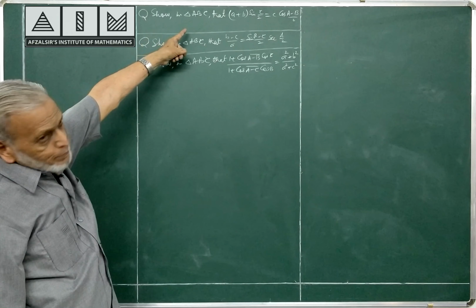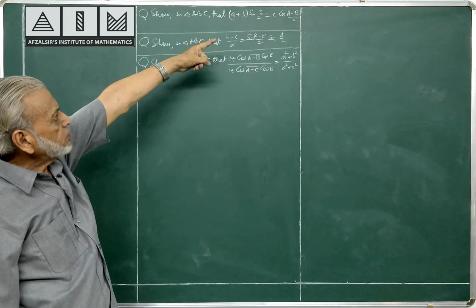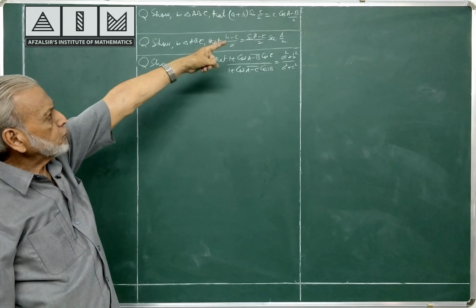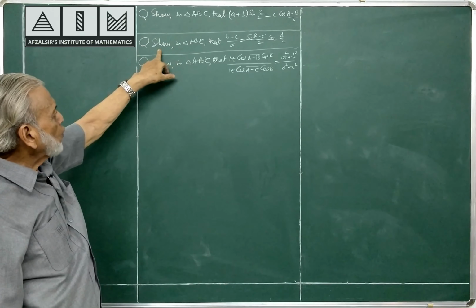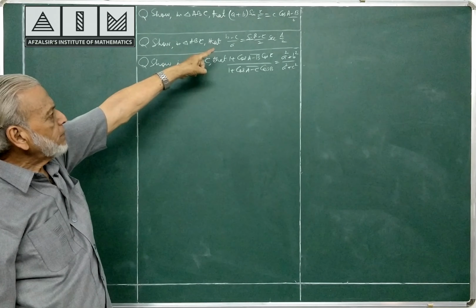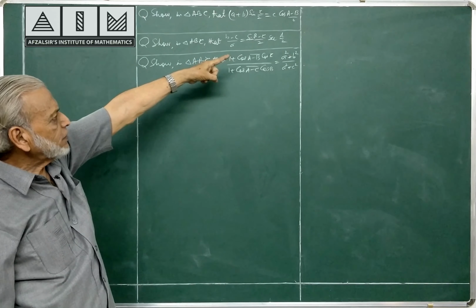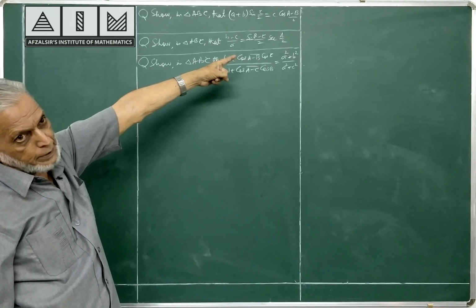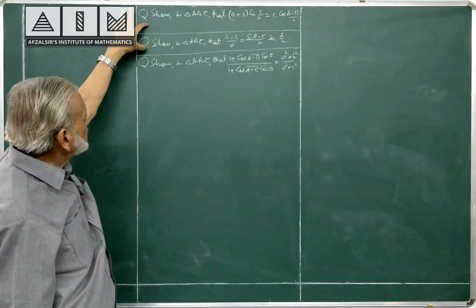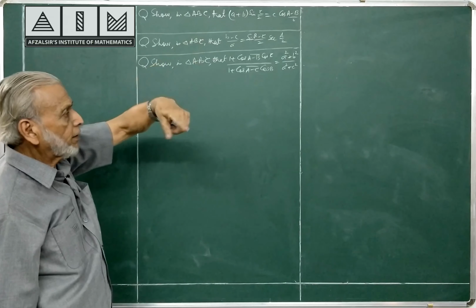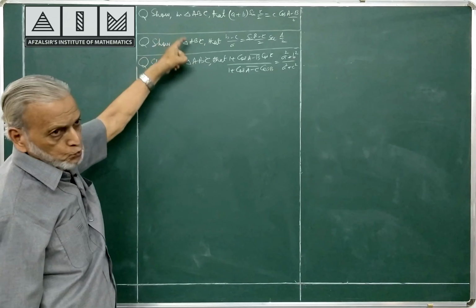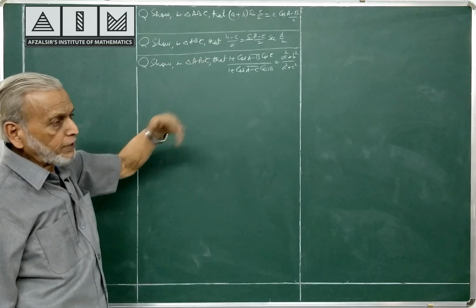Show in triangle ABC that (a + b) sin(C/2) = c cos((A - B)/2). Another question: show in triangle ABC that (b - c)/a = sin((B - C)/2) sec(A/2). Types of these two we have already done in the previous cases, so please follow the earlier type and solve these two questions. I am proceeding to solve another question now.